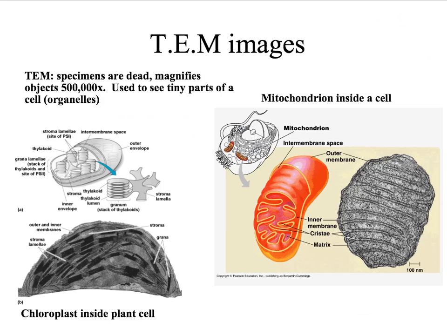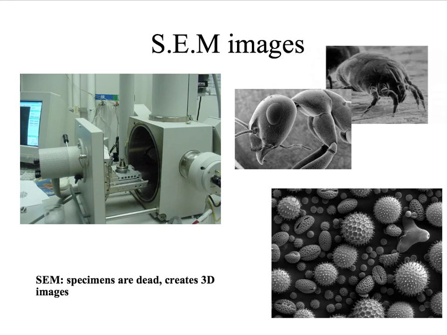The TEM microscope is much more powerful. You can actually see the little parts that make up cells, in this case the mitochondria and the chloroplast, which are organelles with specific functions. The SEM microscope will let you take three-dimensional images. However, just like the TEM, the specimens are dead.